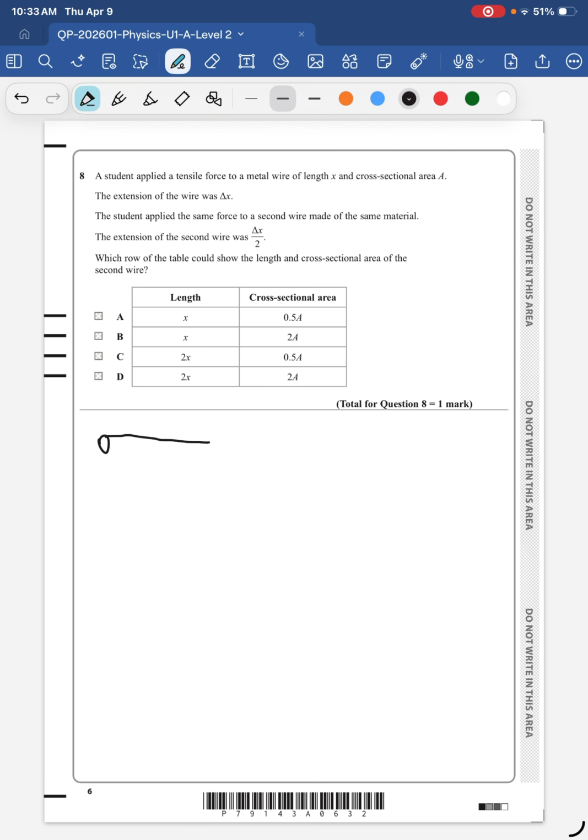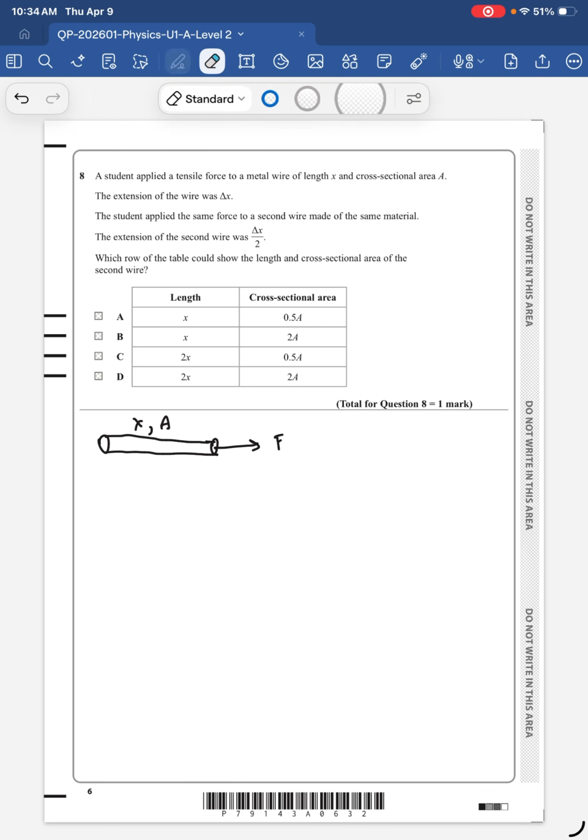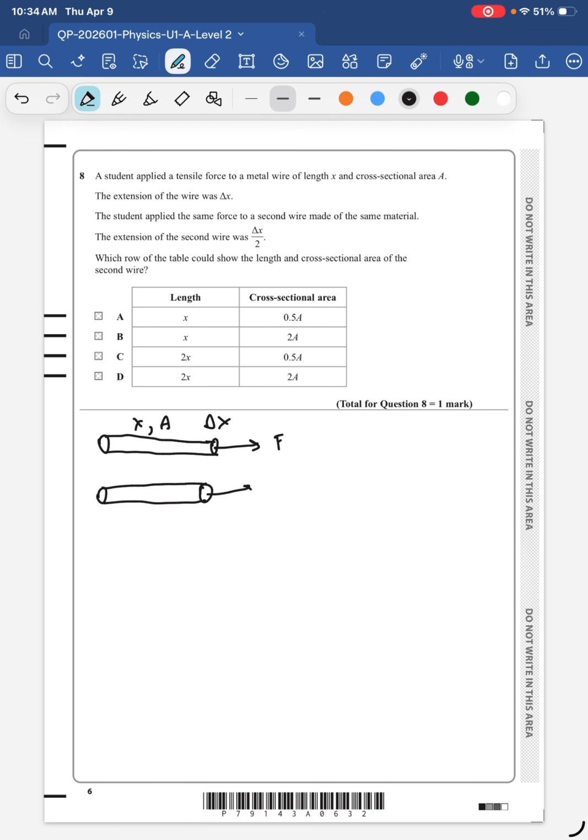So let's say that this is the first piece of wire, and let's assume it has a length X and a cross-sectional area A, and a tensile force F is applied to it, and it extends by delta X. Delta X, not delta X over 2, excuse me. Now the second piece of wire, here it is.